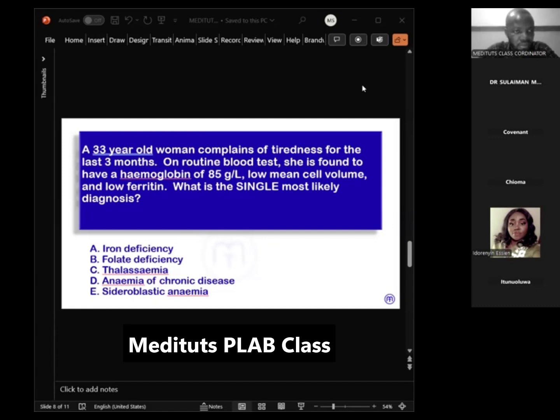The main class will be towards the next PLAB exam, not the forthcoming one, because the forthcoming one is happening tomorrow. So for those of us preparing towards that exam, the main class definitely will be for you. It will be a 2-month plus class, running from the 5th of March through to the 17th of May. That's almost close to the exam date, so that you can still be on fire before you go for your exam. So that's going to be the duration.